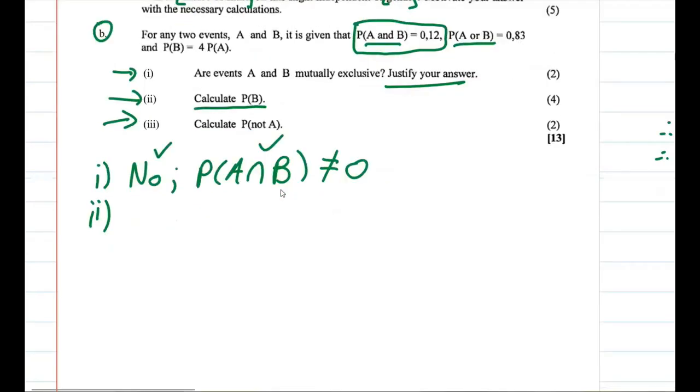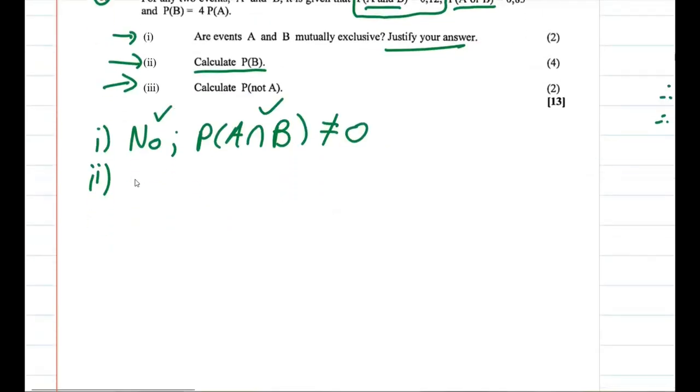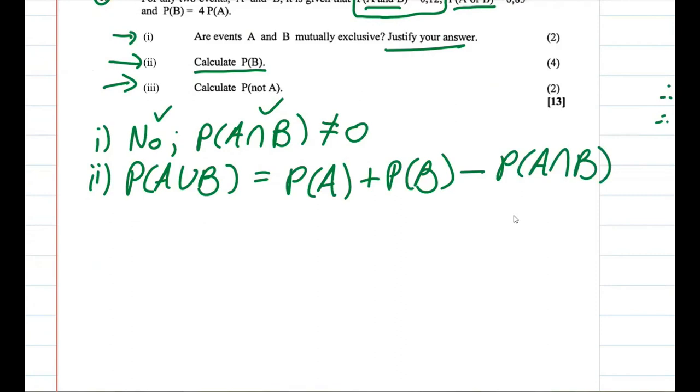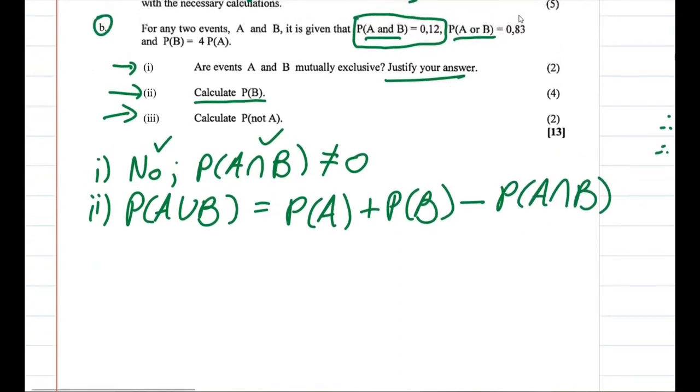Okay, back to that drawing board. There's a formula which states that the probability of A or B is equal to the probability of A plus the probability of B minus what? The probability of A and B. Okay, let's go and set in what we have. We have the probability of A or B. What's that equal to? 0.83. We have the probability of A and B. What's that equal to? It is 0.12.